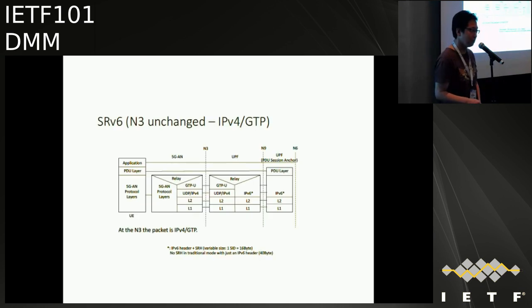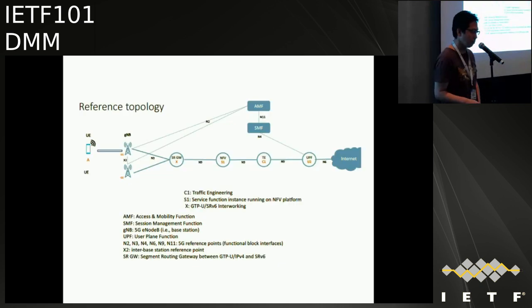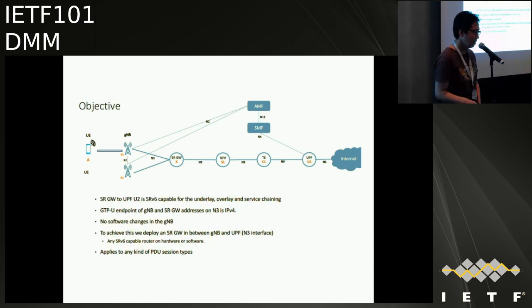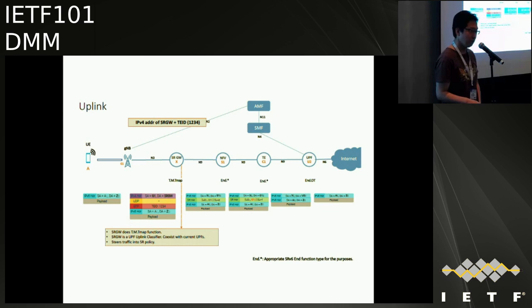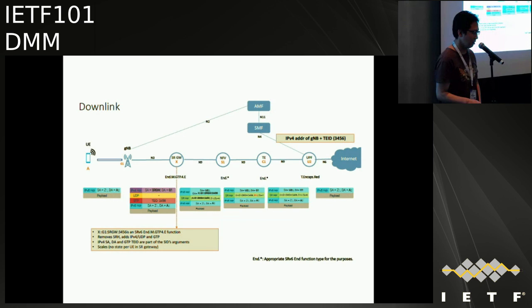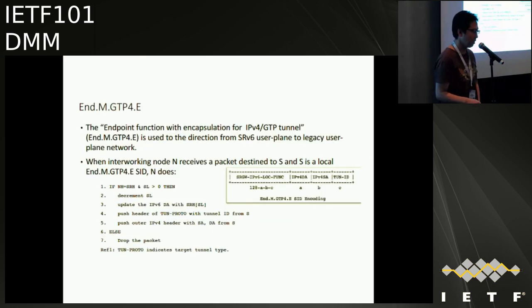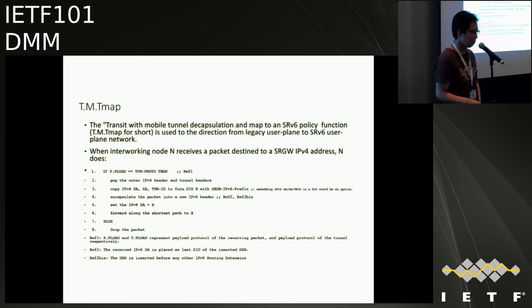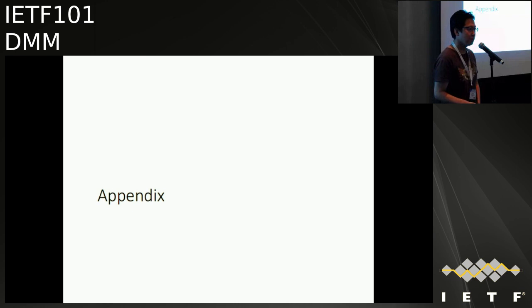So a 3GPP style protocol stack picture here. The reference topology is like this, the same as the GTP v6 case. Some objectives are listed. Uplink packet flow, you can see, and downlink as well. We introduce the function End.M.GTP4.E, the same as the previous version, and also T.M.Tmap in the direction of encapsulating GTP to SRv6 case. So that's what we prepared for this presentation. Thank you. Thank you, Satoru-san.